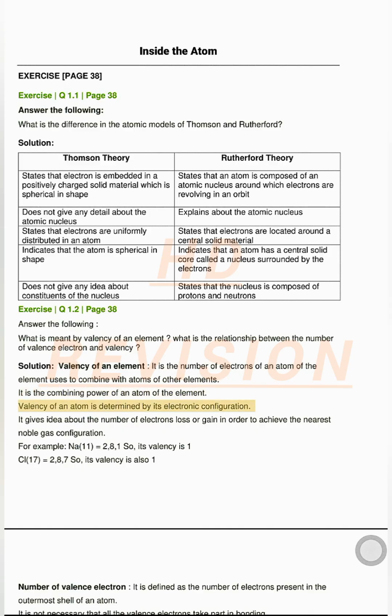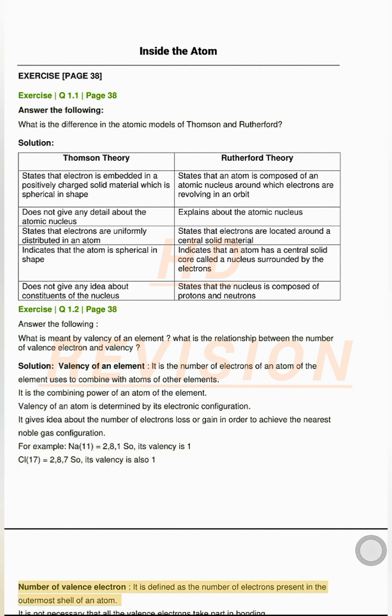Valency of an atom is determined by its electronic configuration. It gives idea about the number of electrons lost or gained in order to achieve the nearest noble gas configuration. For example, Na 11 equals 2, 8, 1, so its valency is 1. Cl 17 equals 2, 8, 7, so its valency is also 1.